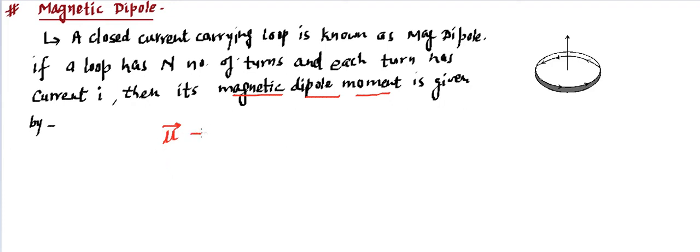And it's going to be the total current. If I is the current in each turn and the total number of turns is n, we can think of the total current as I up to n terms, so that is nI. So nI indicates the total current, into the area of the loop, and area is assigned a direction. That becomes the definition for magnetic dipole moment.